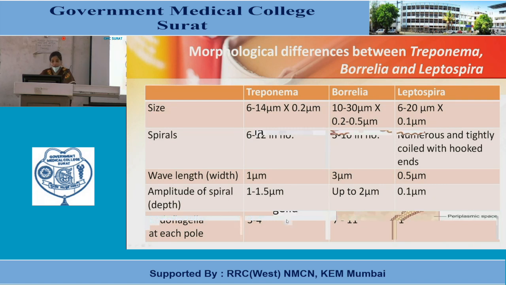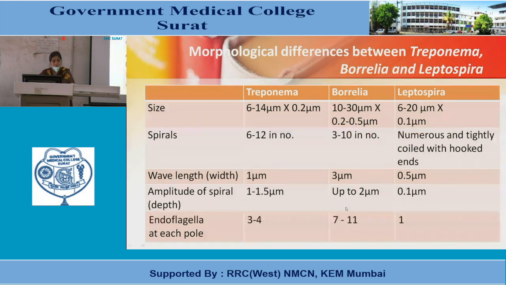Similarly, Borrelia is 10 to 30 micrometers by 0.2 to 0.5 micrometers in size. The spirals are 3 to 10 in number, the wavelength is 3 micrometers, and the amplitude of the spiral depth is up to 2 micrometers. There are 7 to 11 endoflagella at each pole, so Borrelia has more endoflagella at each pole.